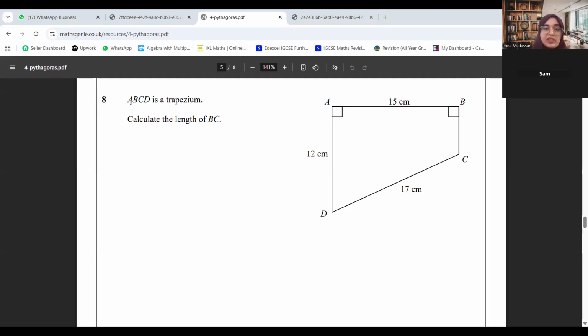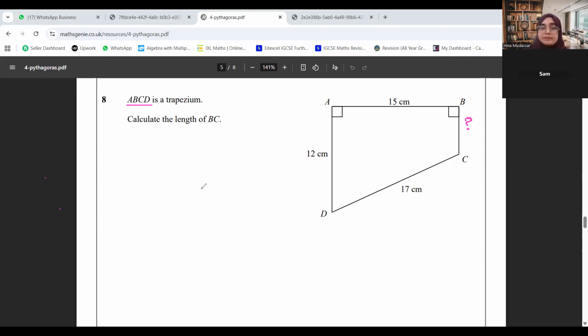The given information is ABCD is a trapezium. We have to calculate the length of BC. Take 30 seconds to think what will be the first step. Okay. What do you think will be the first step?